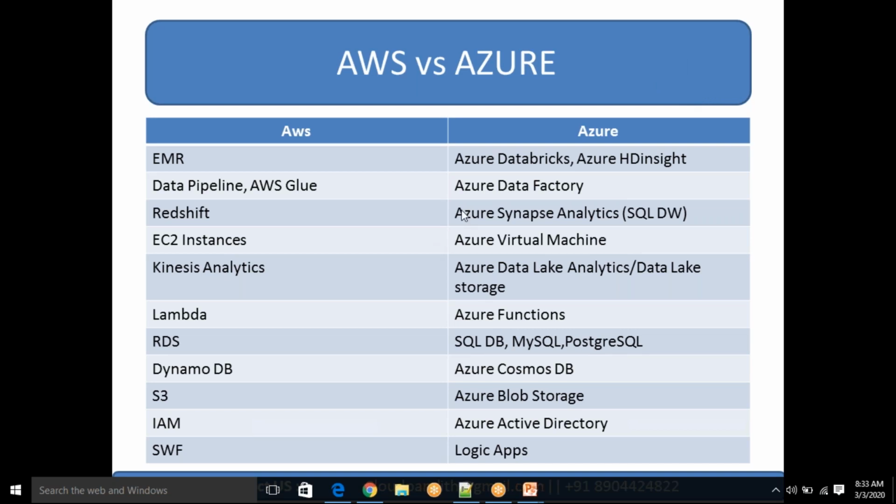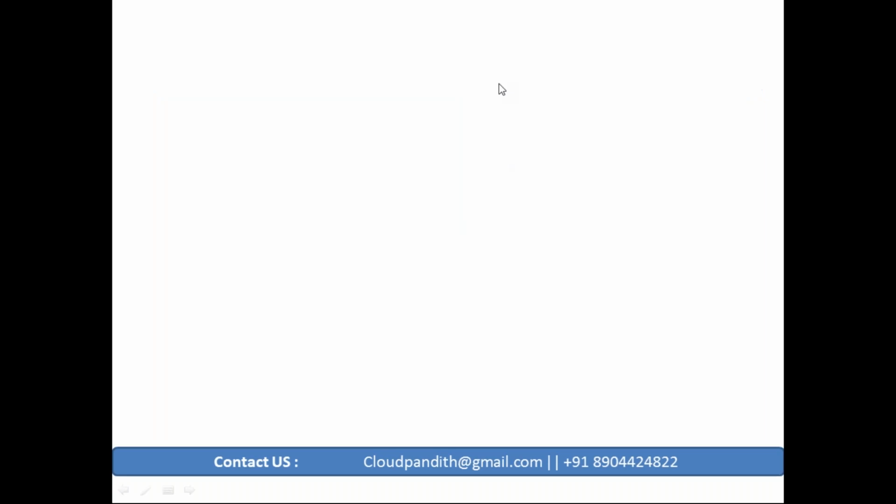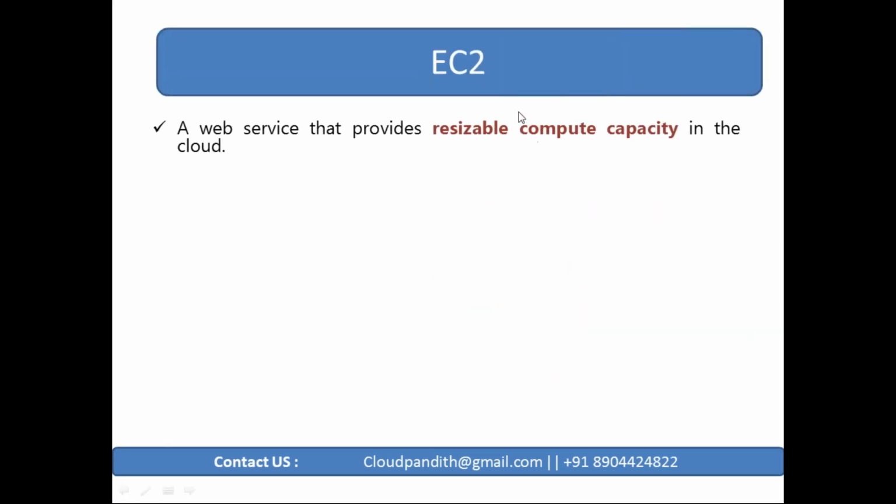Yeah. So we will talk about EC2 first. What is EC2, friends? Your EC2 instance is nothing but a virtual machine. Okay, you just have to remember virtual machine. So what is EC2? Elastic Compute Cloud. It's a web service that provides resizable compute capacity in the cloud, friends.